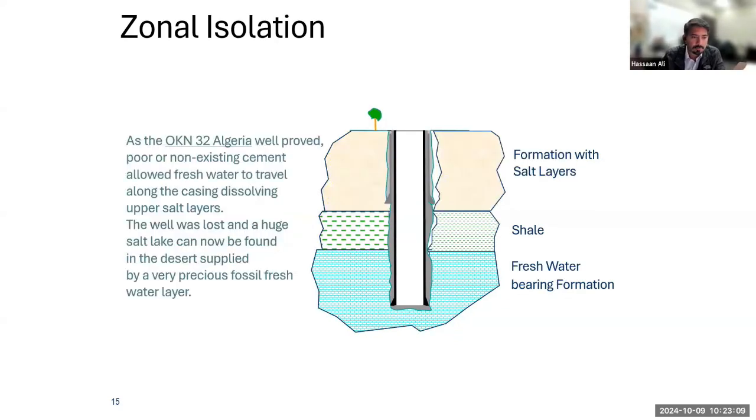And we have so many examples of a cementing job going wrong or not done properly, which resulted in a lot of issues. An example of this is OKN32. This is taught as one of the textbook examples of how cementing had gone bad and resulted in a big disaster. The OKN32 well was in Algeria, which was drilled back in the 70s, and it didn't have a very good cementing job, almost a poor and non-existing cementing job, which allowed fresh water to travel between the salt layers and the fresh water. The well was lost, and a huge salt lake was formed, which can still be found in the desert today. This happened back in 1979, and these were bad cementing job and complications that arose from placement of a 2,800-meter deep oil production well in Algeria.